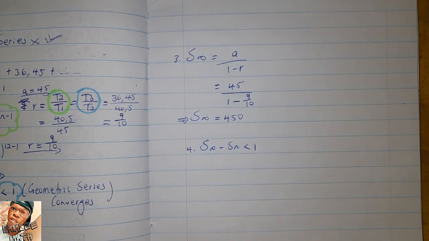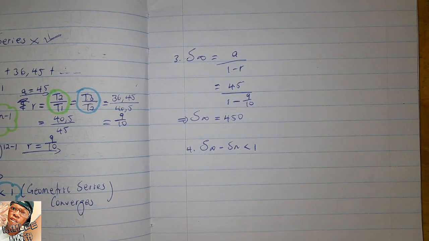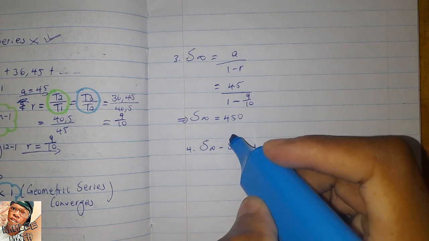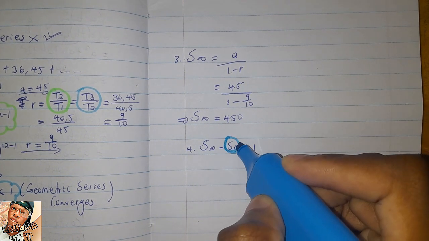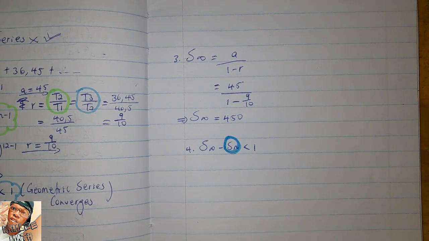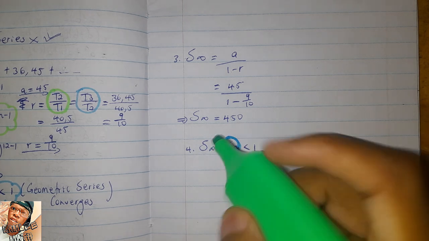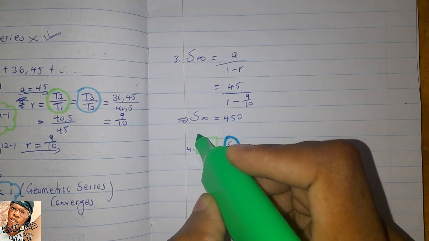Sum to infinity minus the sum to n terms is less than 1. Okay, so this is not a straightforward question because we haven't even dealt with the sum to the number of terms. We have only dealt with the sum to infinity.